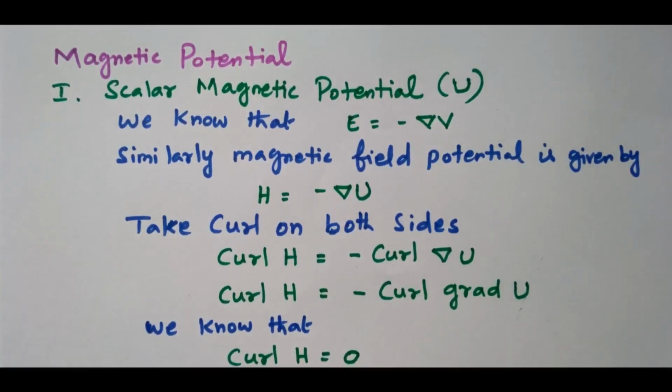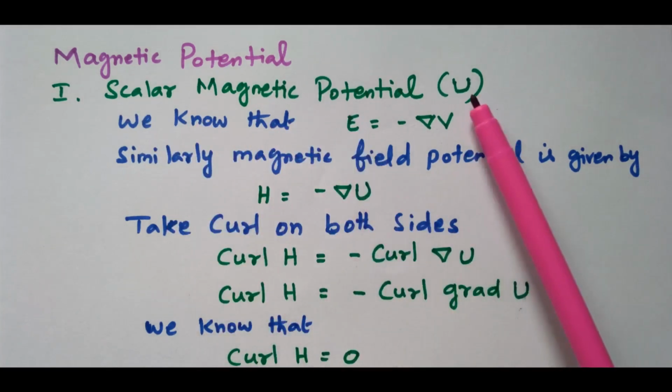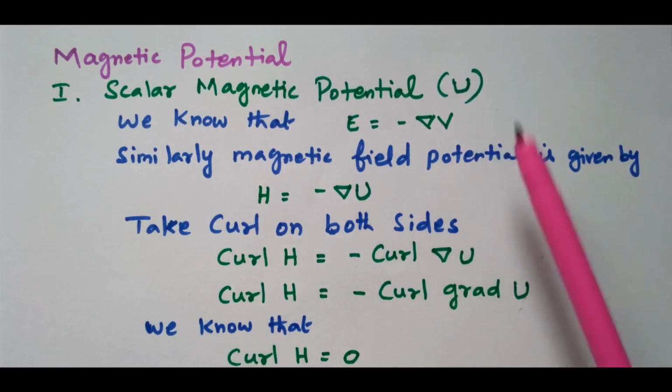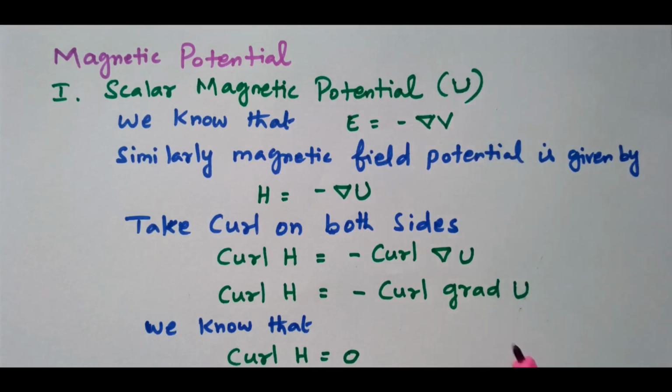Welcome viewers. In this video we'll see the magnetic potential. There are two types available: scalar magnetic potential and vector magnetic potential. First we'll see the scalar magnetic potential. It is denoted by the symbol U.